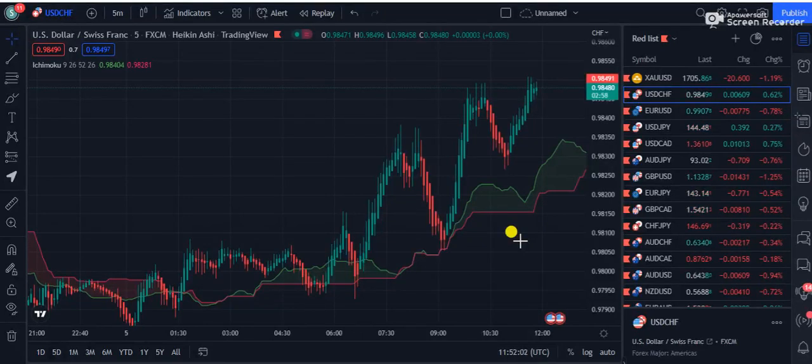Hello traders, today I'm going to teach you the Ichimoku trading cloud strategy for scalping, and today we are going to beat the market with this simple method.